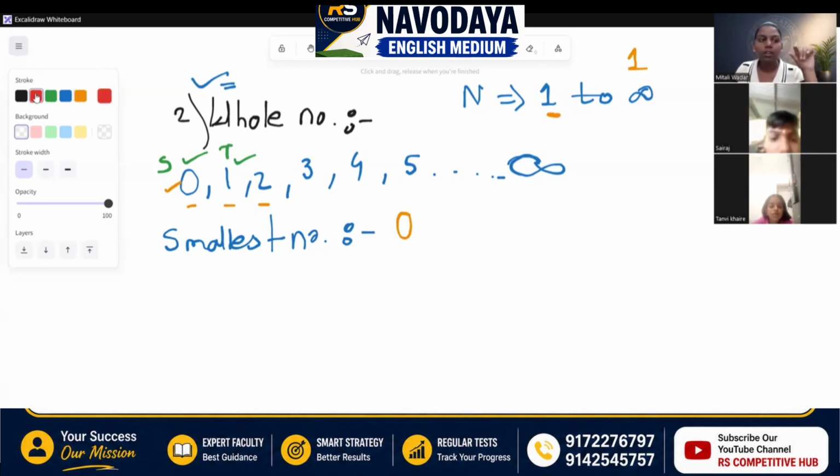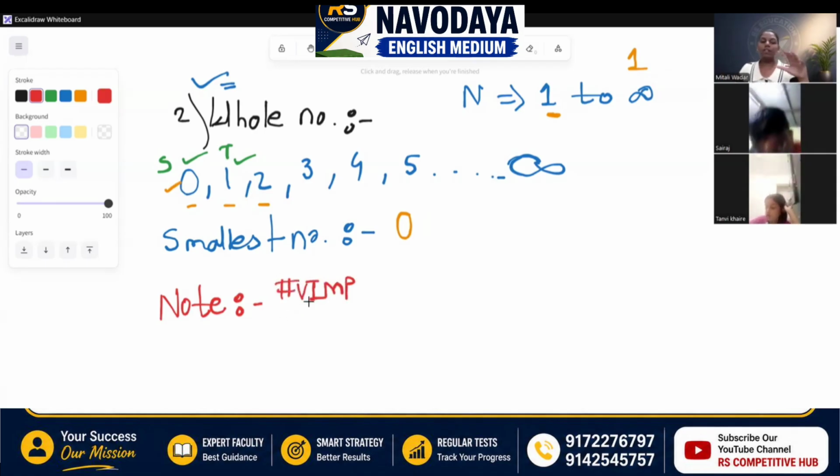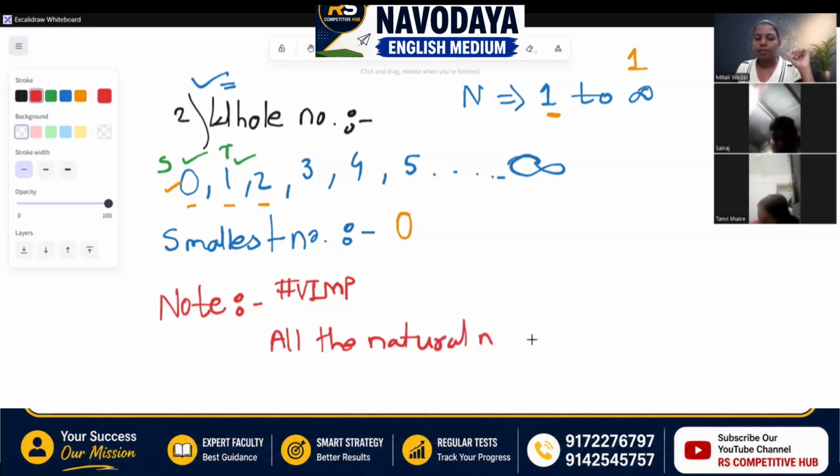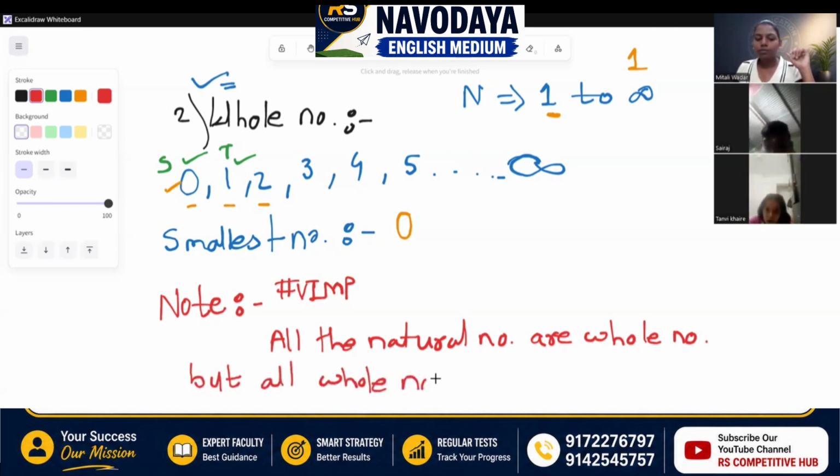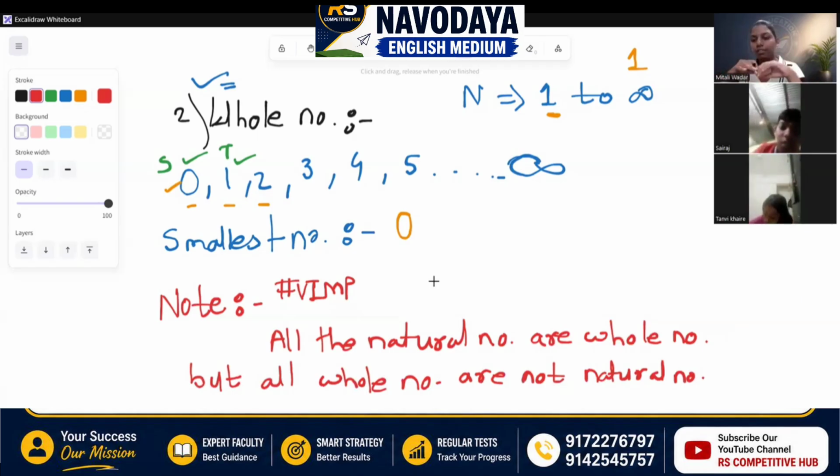So here in whole numbers, there is also a very important note, and you have to note it down. This can also be asked in your Navad exam, that a sentence will be given like that. Let me write a sentence for you. Here in whole numbers, we have an important note: all the natural numbers are whole numbers, but all whole numbers are not natural numbers.